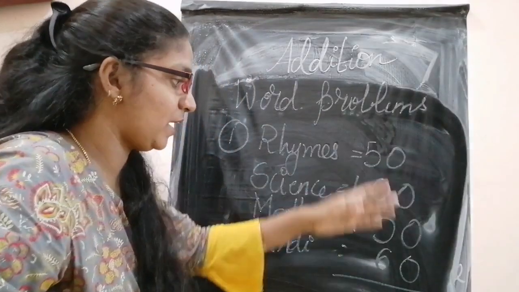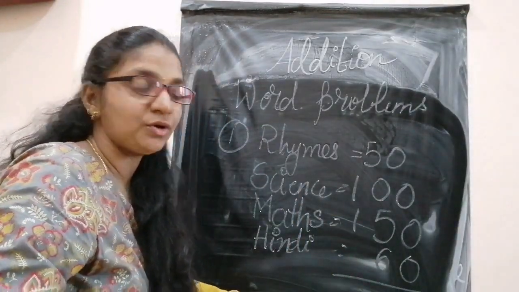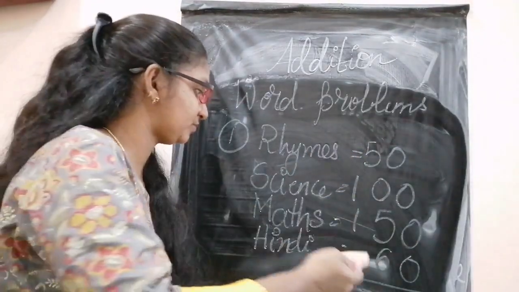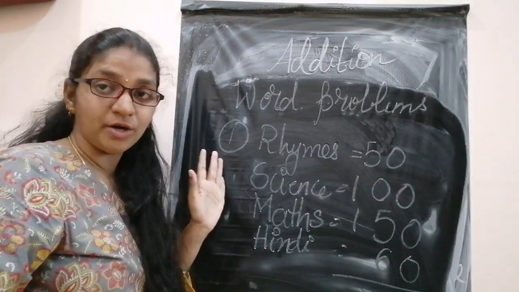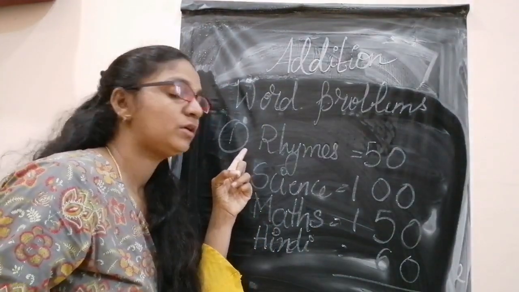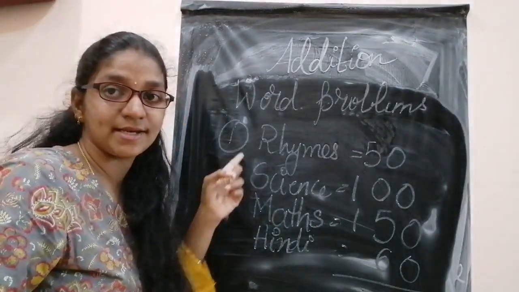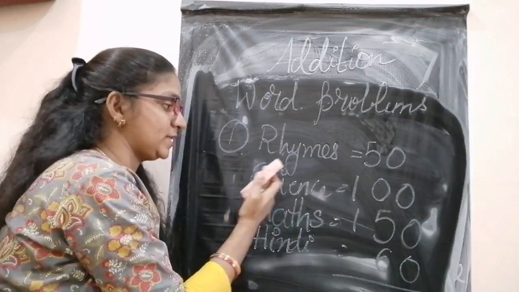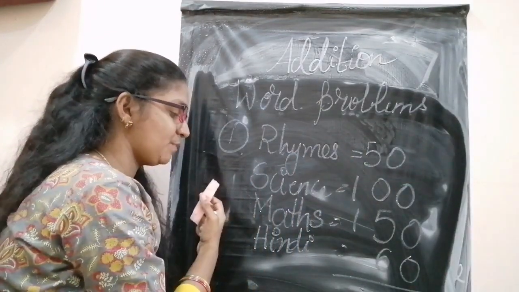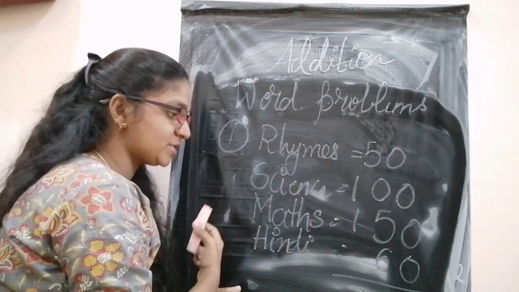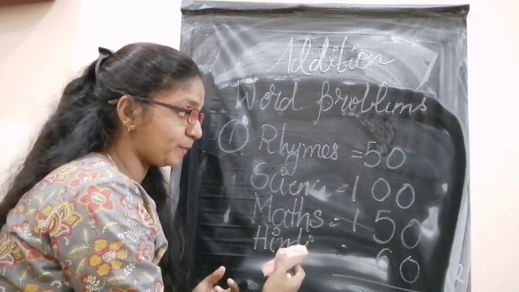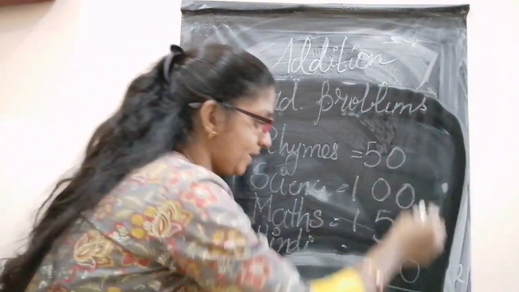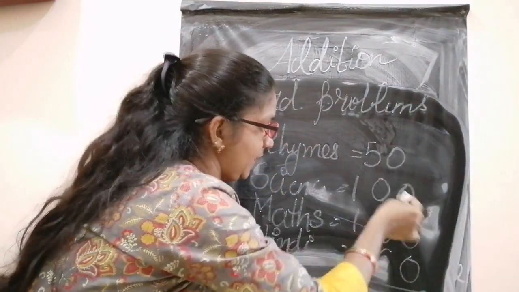How much did she pay in total? We have to do the addition. If you get confused, the 3-digit numbers should be written first. When you are doing a word problem, you have to write the sentences like this. Nita bought a rhymes book for 50 rupees and she bought a science book for 100 rupees. She bought a maths book for 150 rupees. She bought a Hindi book for 60 rupees. So, therefore, how much did Nita give? 6, 10, 16.